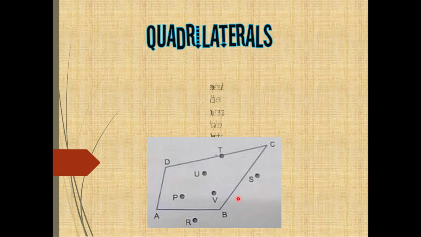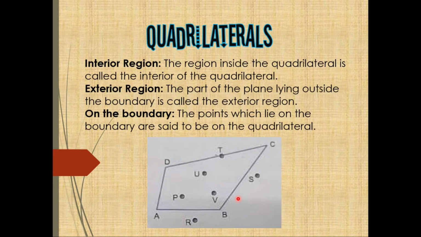Next are the points in the interior region, exterior region and on the boundary of a quadrilateral. The region inside the quadrilateral is called the interior of the quadrilateral. So what are the points which are inside the quadrilateral? The points U, V and P are known as the interior points of this quadrilateral. Exterior region: the points which are outside, that is point S and point R.